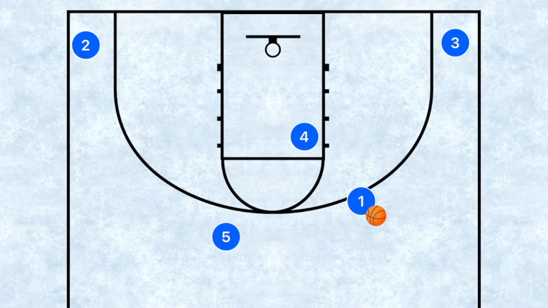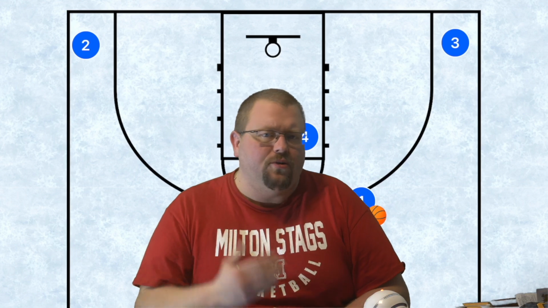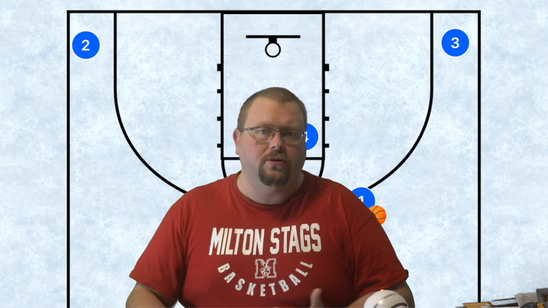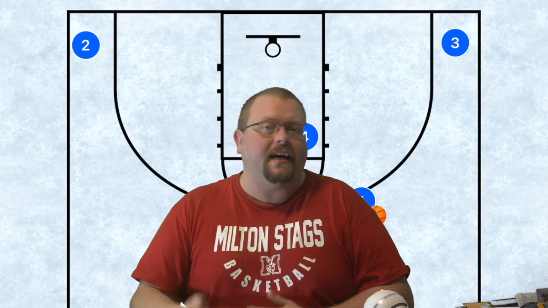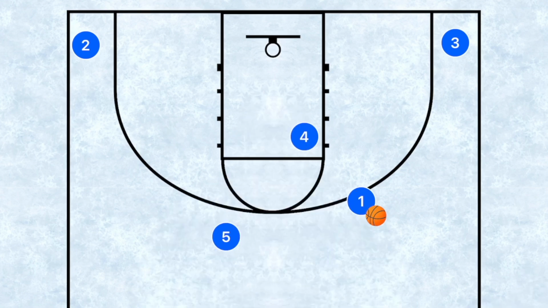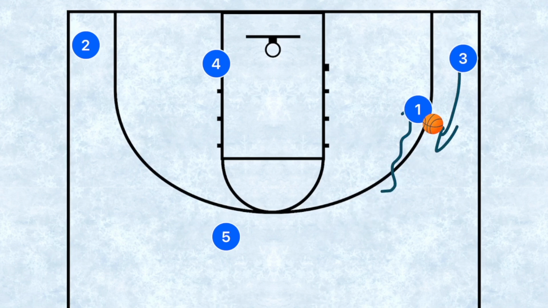Now, that's all well and good, but let's say you really want to have extra options. Let's say players are a little bit older or a little bit more advanced, and they can add in a secondary option to the same exact play. Well, now, let's say neither of these options are open. Well, now player 4 can go to this low post on the opposite side, and player 1 can go in for a dribble handoff with player 3. Player 3 gets that ball, player 1 can roll to the basket.